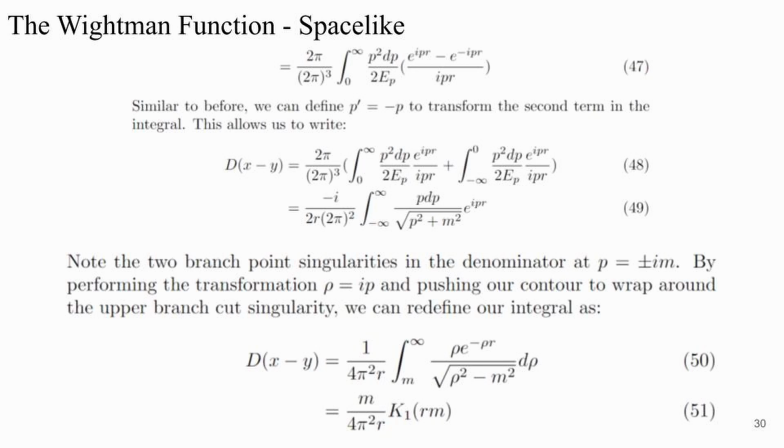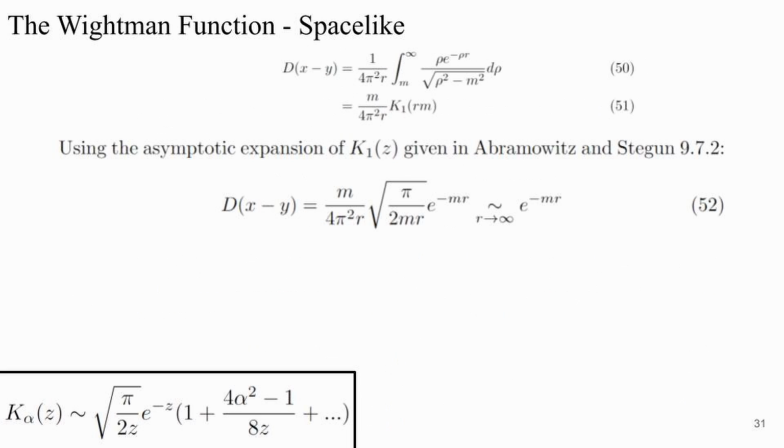We can first perform the transformation rho equals ip, and push our contour to wrap around the upper branch cut singularity. This allows us to redefine our integral in real space as given below. Then it is an easy matter of applying the definition of the modified Bessel function of the second kind to derive an analytical expression for our integral.